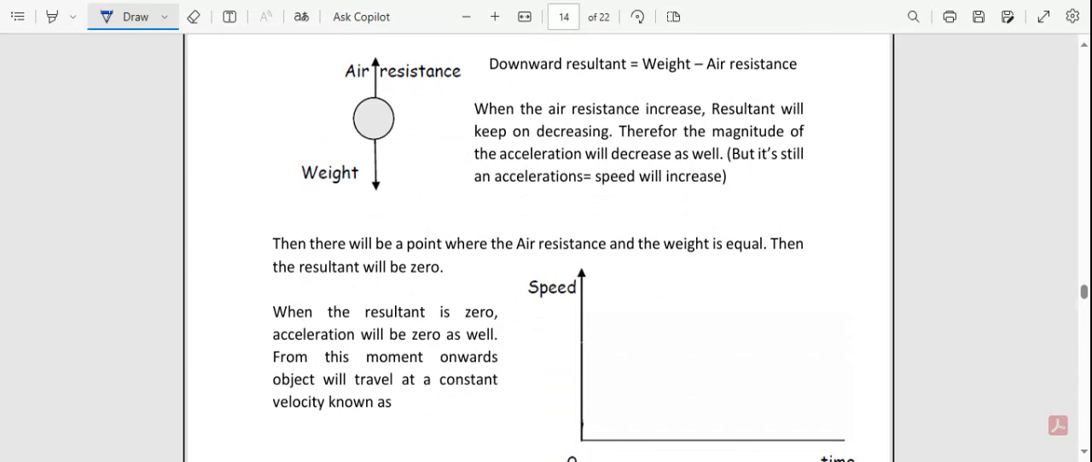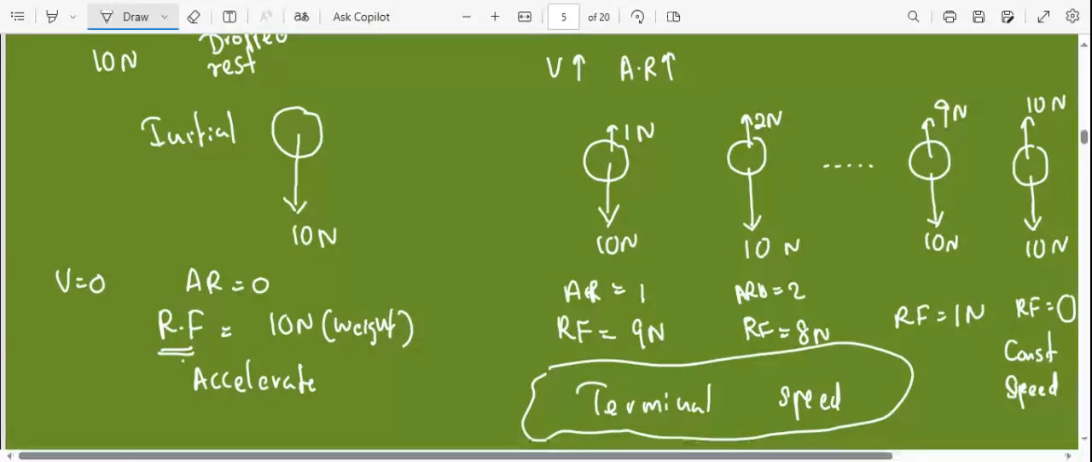Therefore the magnitude of the acceleration is also decreasing. Then there will be a point where the air resistance and the weight are equal, and the resultant will be zero, right? So that's what we discussed here also. Initially the weight, wherever we go, remains the same, but initially the air resistance is zero. Then the air resistance increases from zero, 1, 2, 3, 4, up to 10.